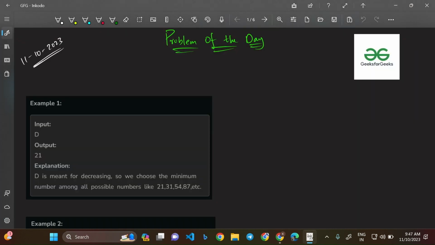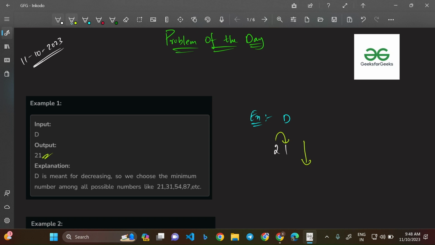Now going through the sample test cases. So this is example 1. The sequence that has been given is D. Now why is the output 21? The reason being, in 21 we see that when we go from 2 to 1, there is a decrease, right? So that is the reason this is the required answer.